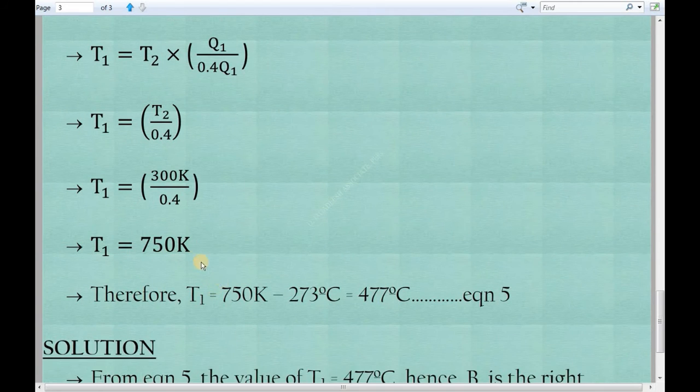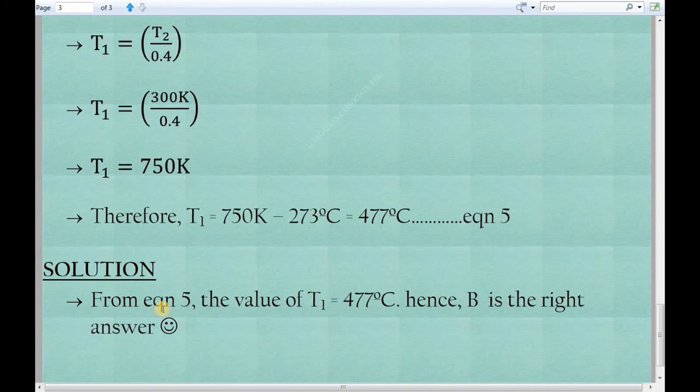The temperature value is in Kelvin, so we will convert it to degrees Celsius. For that, just subtract 273 from this value. We get T1 is equal to 750 Kelvin minus 273. So here 750 Kelvin minus 273 is 477 degrees Celsius. So the next step will be T1 is equal to 477 degrees Celsius, and consider this one as equation 5. Equation 5 represents the source temperature value.